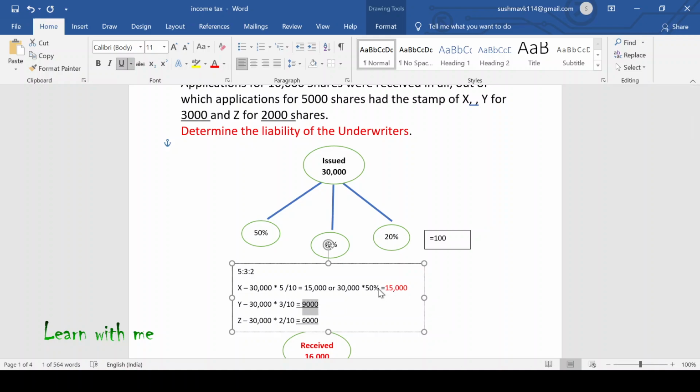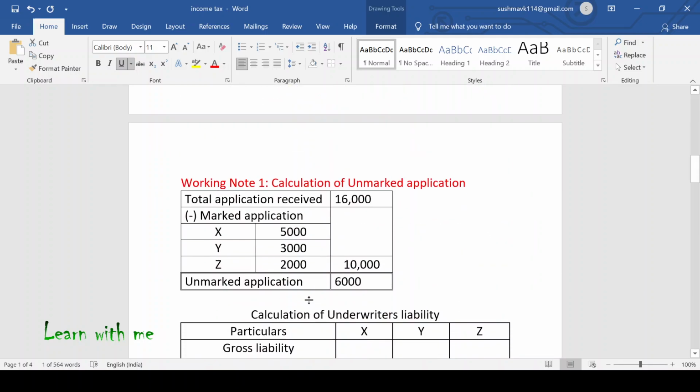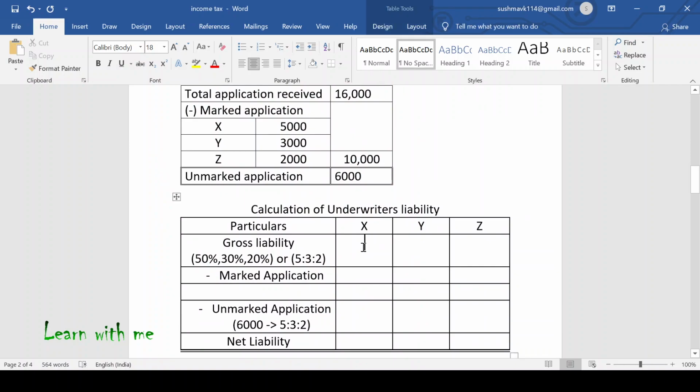15,000. And what about Y? 9,000. And what about Z? It is 6,000. Now coming to the gross liability. So the X is 15,000 and Y is 9,000 and Z is 6,000, which I have written.